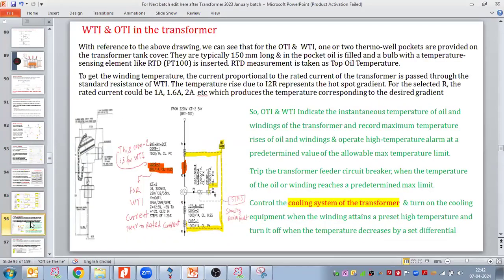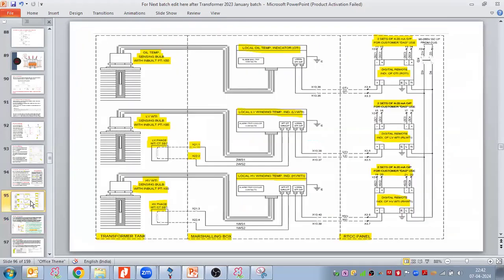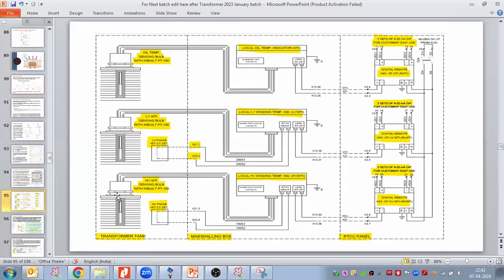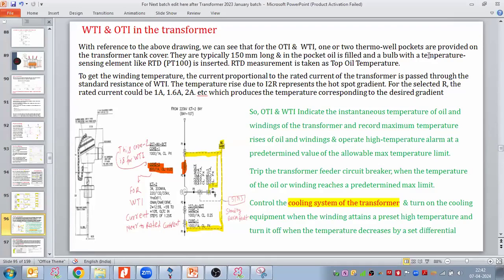Now here we apply the same concept in the single line diagram as well. With reference to the above drawing, we can see that for the OTI and WTI there are two thermowell pockets. Here we have the thermowell pocket that the tank manufacturer needs to provide inside the tank. So thermowell pockets are provided on the transformer tank cover.